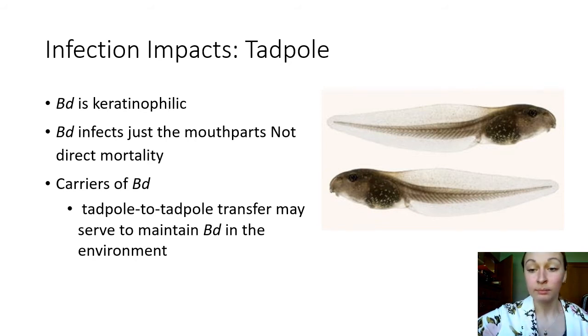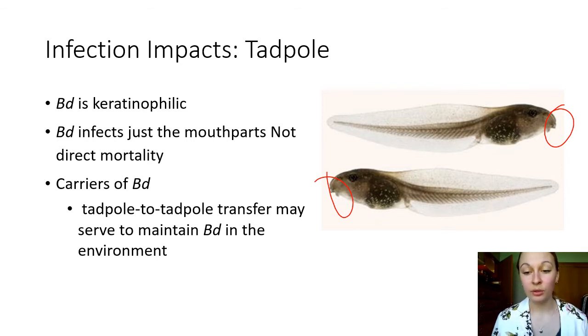And so in tadpoles, those keratinized parts are the mouth parts. Those are the only parts of the tadpole that have keratin in it. And so this can cause mouth deformations that I'll show in the next slide. But because it is such a small part of the tadpole that is infected, they act as carriers of BD in their environment. And that allows Chytrid BD to reproduce and kind of maintain that in the environment.